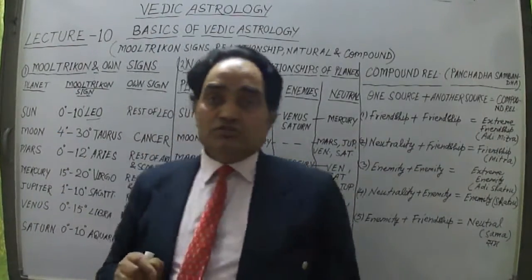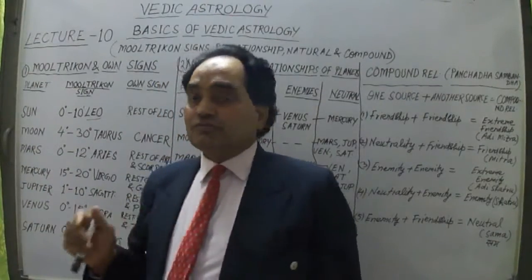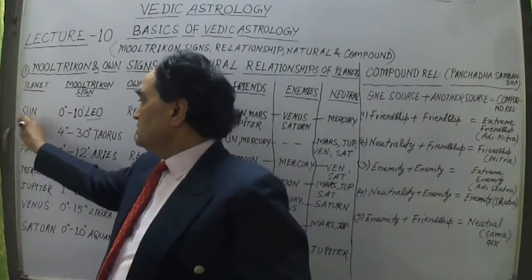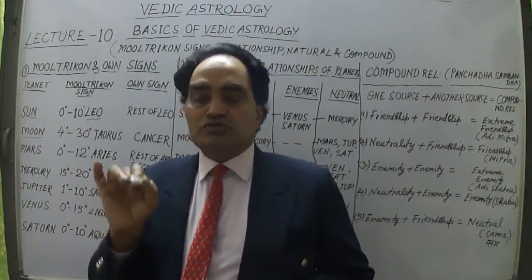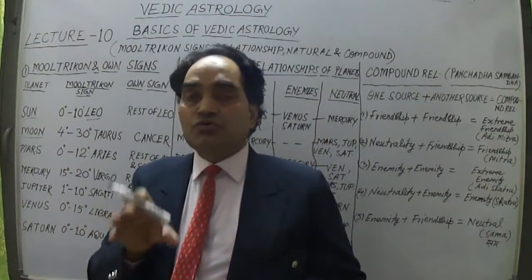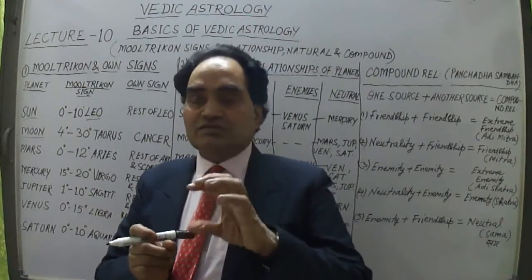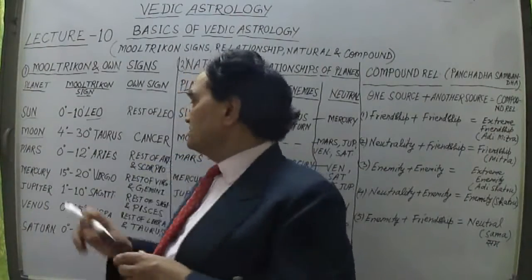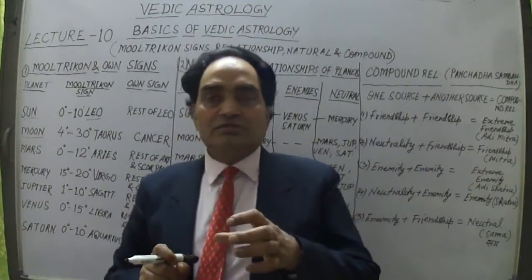Now, so far as the Moon is concerned, this is a very important point. Only the Moon has its Mooltrikon sign not in Cancer, not in its own sign. Cancer is very important. This is the only difference, that the Moon has a different Mooltrikon sign. What is that? Taurus sign.